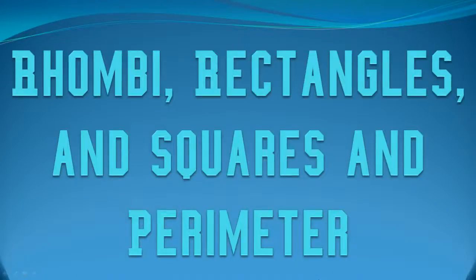Today we'll continue our exploration of quadrilaterals. We'll talk about how the properties of rhombi or rhombuses, rectangles, and squares all interact with the perimeter of a quadrilateral.